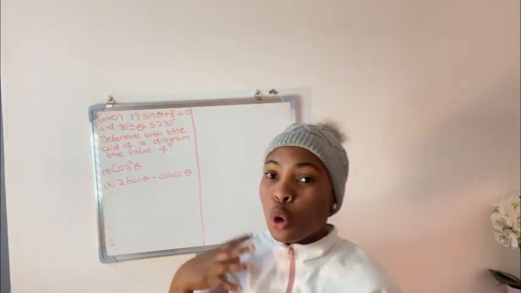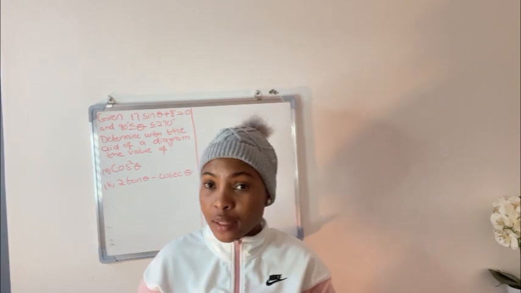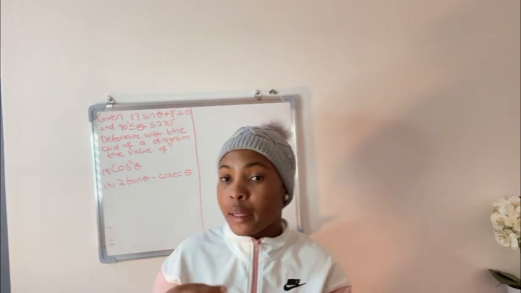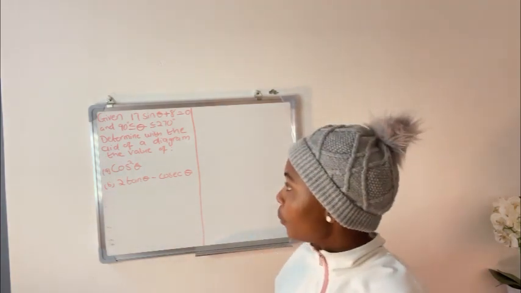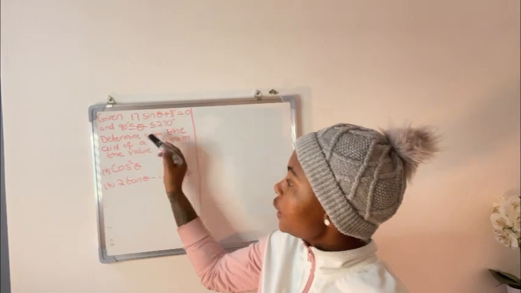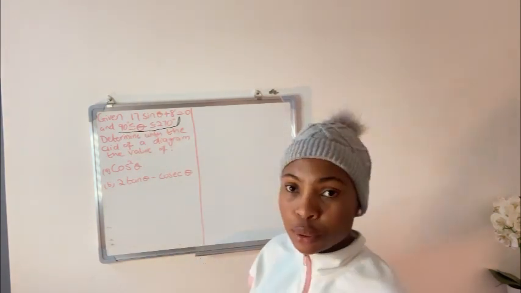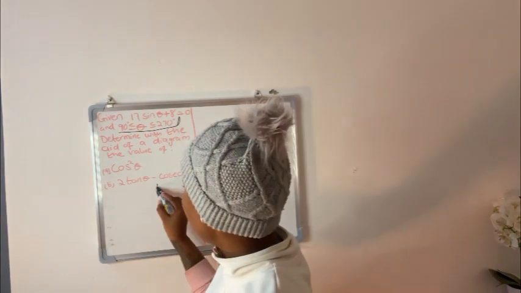Now we have to draw a diagram. We're not given a diagram, we're given the information that leads us to drawing our own diagram, sketching our own diagram, using this restriction as our guideline. Theta must be between 90 and 270. So we are going to draw our Cartesian plane.